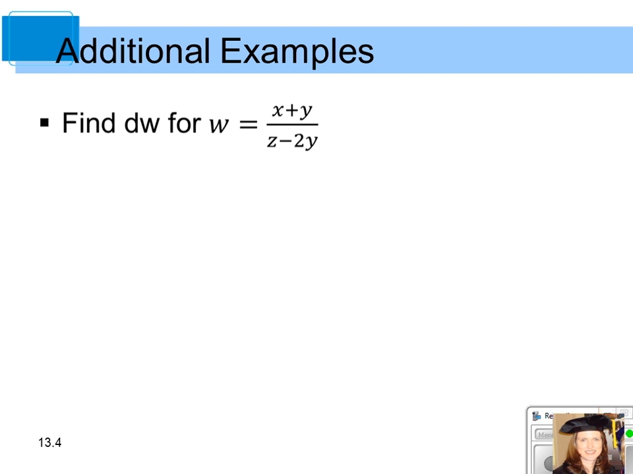For this example, we want to find the total differential dw for w equals x plus y divided by the quantity z minus 2y. Since w is a function of x, y, and z, your total differential is going to have those three parts. Try this one on your own, pause the video, and come back and check your work.